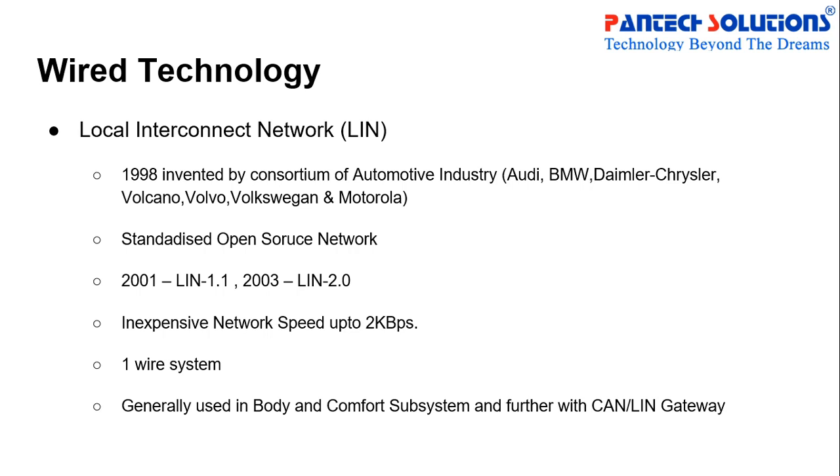The standard is an open source network, so any manufacturer can download the LIN protocol and deploy it into their controllers. LIN 1.1 came in 2001 and LIN 2.0 in 2003. This is the update of this particular network, and it is a very inexpensive network with speed up to 20 kbps. This is a one wire system and is generally used in the body and comfort subsystems. Further, we can integrate LIN along with the CAN gateway.